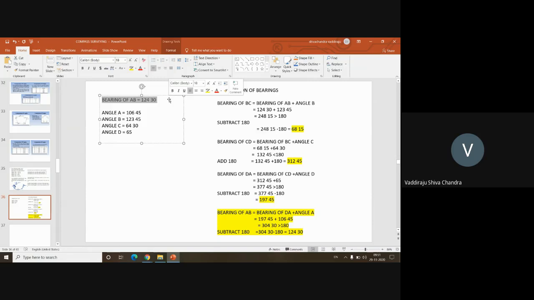Okay, so this is a very simple topic. In the last class, we have seen how to calculate angles when bearings are given. In this, we have calculated the bearings if angles are given. Okay, is it clear?